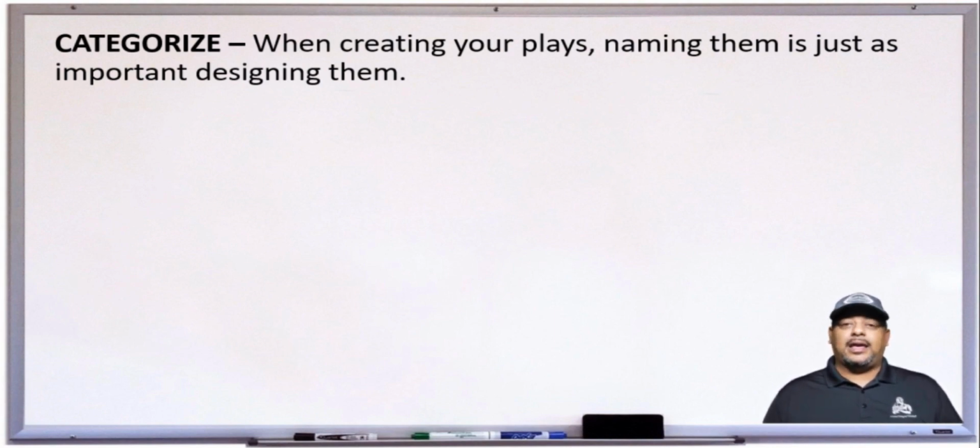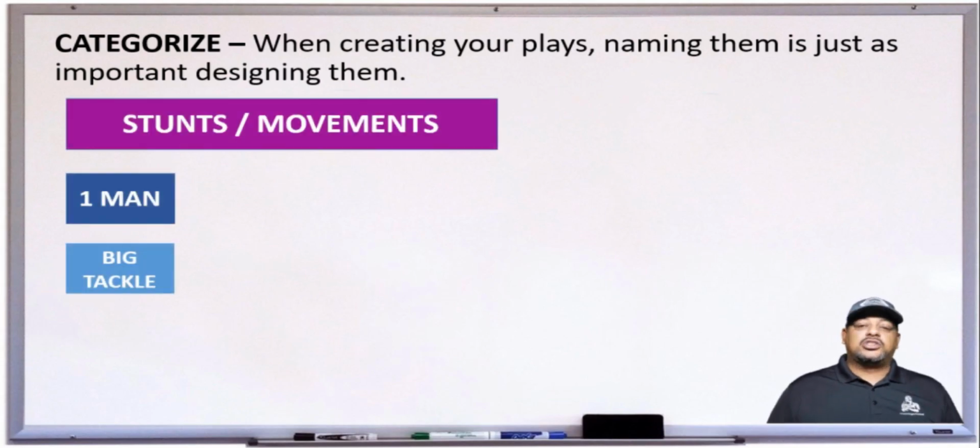Give it a play name. Put them all in the same category. And that way, it makes it much easier for the players to understand. It makes it much easier for them to know what they're doing. And then that way, you're not spinning your wheels going back and forth trying to remember what's going on. All right? So for illustration purposes, I'm going to actually use our defensive line stunts and movements.